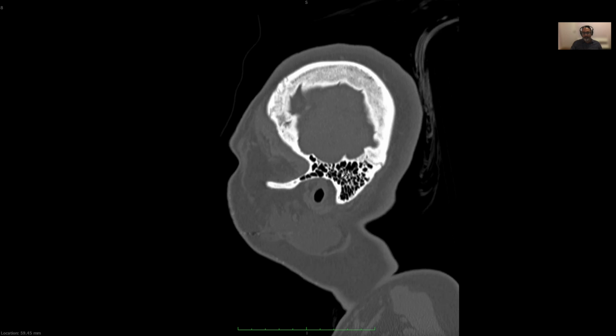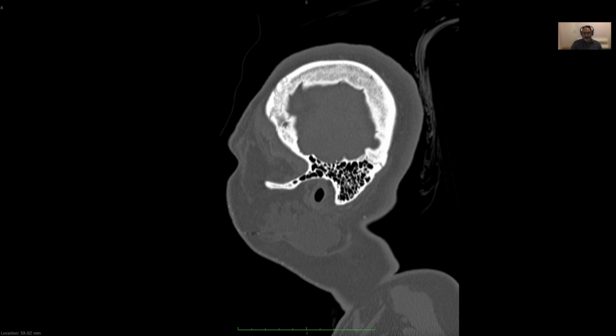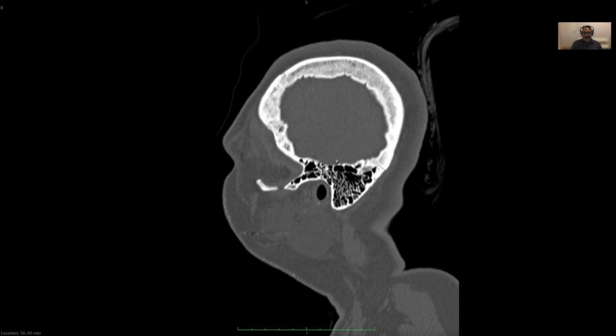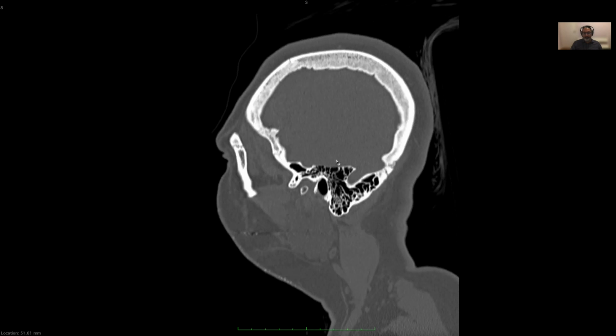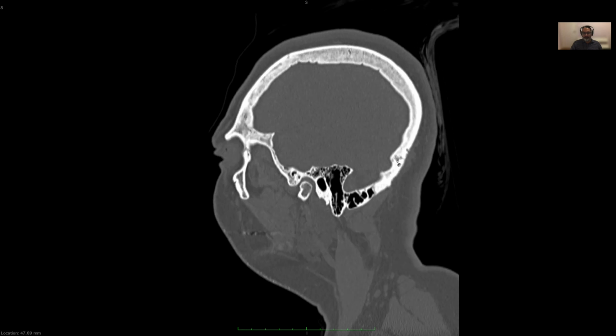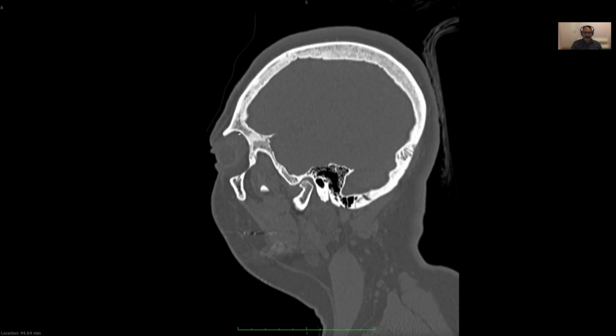As we keep going further, you can see the zygomatic arch, the zygomatic process of the temporal bone. As we keep going further and further, that's the zygomatic bone that's going to start showing up there. And that is your parietal bone. The occipital bone is going to show up in a second. There's your occipital bone. And there's your frontal bone. It's going to be more obvious in a little bit. And here is your sphenoid bone.